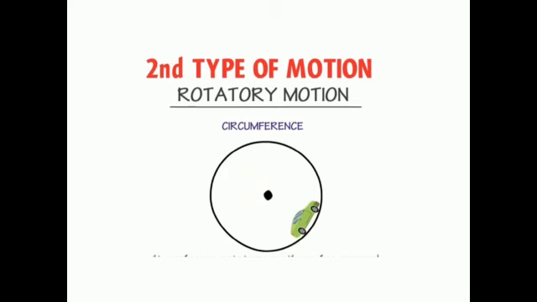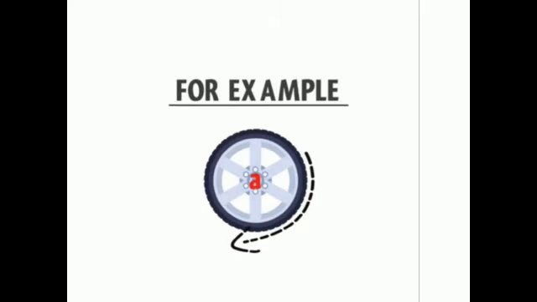Similarly, second type of motion is rotatory motion. For example, we have a car which moves along a circular path at a fixed point. So after completion of one round trip, we say that this round trip of a car is known as circumference. Example of rotatory motion is the wheel of a car. For example, a car is moving towards some direction, so its wheel will rotate around a fixed point. So that type of motion of wheel is known as rotatory motion.